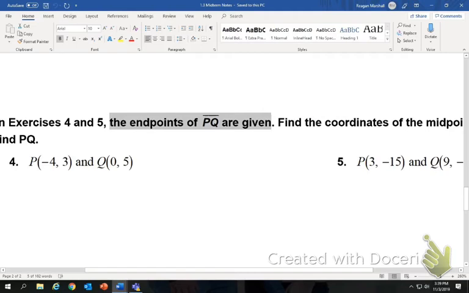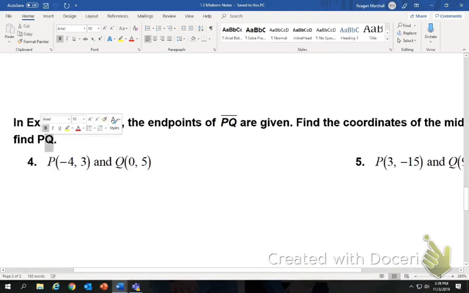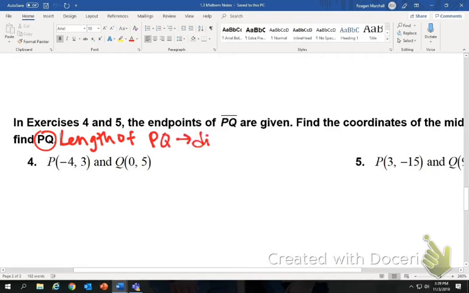Next one, the endpoints are given. Find the coordinates of the midpoint, and then find PQ. Again, this means the length of PQ. So when it says find the length of PQ, this means find the distance between P and Q, and that will give you the length. So we'll start with the midpoint.